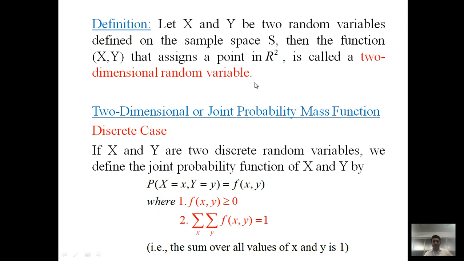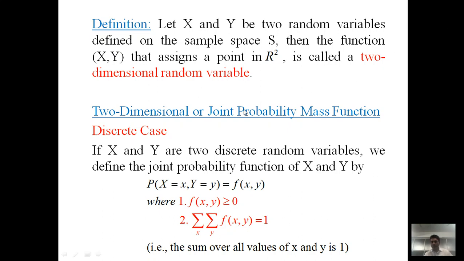So let's see the basic definition. Let capital X and capital Y be two random variables defined on some particular sample space. Then the function (X, Y) that assigns a point in the R2 plane is called a two-dimensional random variable. The two-dimensional probability mass function is also known as the joint probability mass function, or simply the joint mass function.